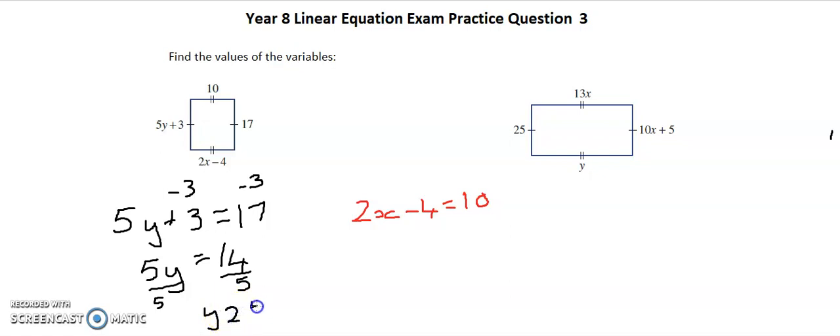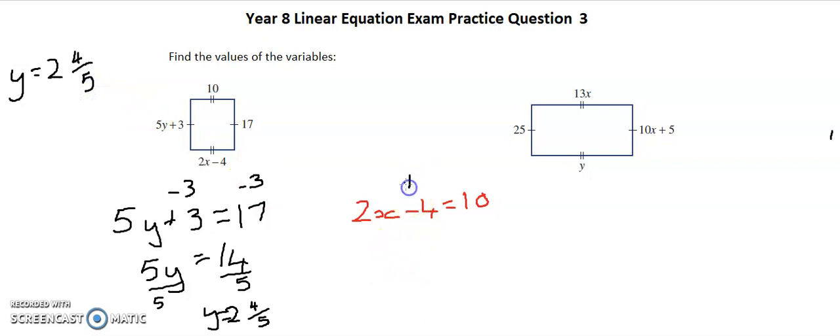2 4/5. So 2 and 4/5, or I could keep it as 14 over 5. So I'll put that up here. I know my y is equal to 2 and 4/5. And then I will look at my x.